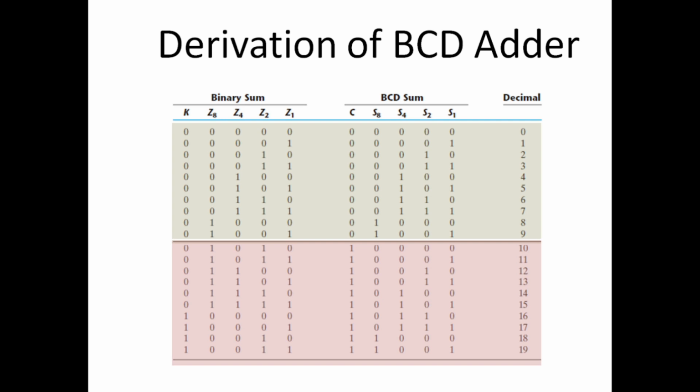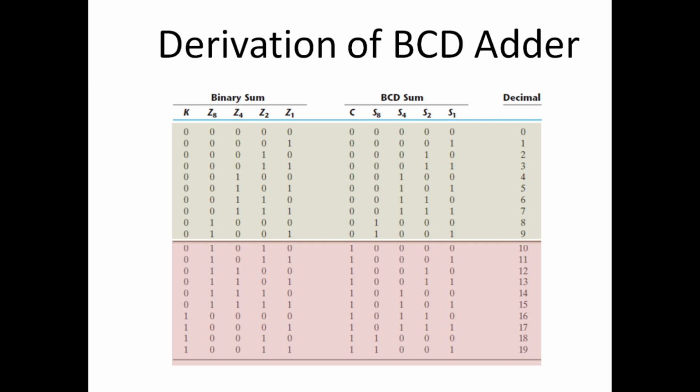This is correction because the binary sum is not equal to the BCD sum, so a correction is required to make it the BCD sum. Okay, so how do we tell the binary circuit to do a correction whenever the output of the binary adder is equal to 10 or greater than 10? We need to design a logic circuit for this so that it would trigger the correction whenever the output is greater than or equal to 10.